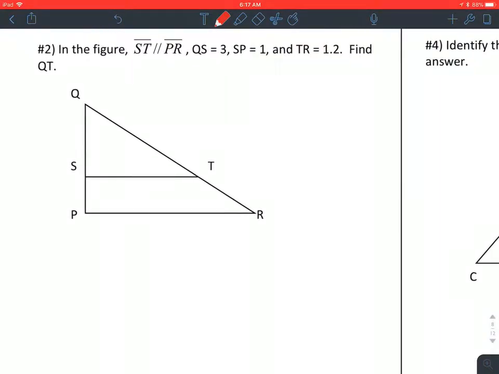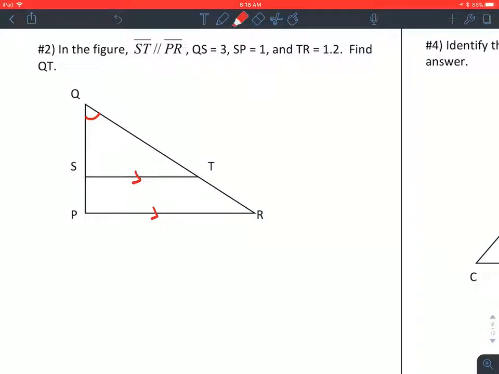Yay! Number 2. In the figure, segment ST is parallel to segment PR. So we show they're parallel. Before I get into the rest of the details I'm given, let's determine if they're similar. If they're not similar, this is going to be probably not possible to do. I think you would agree that angle Q is congruent to itself. Bold statement. That's the reflexive property for similar angles. No, that's not true. That's the congruence of angles is reflexive.